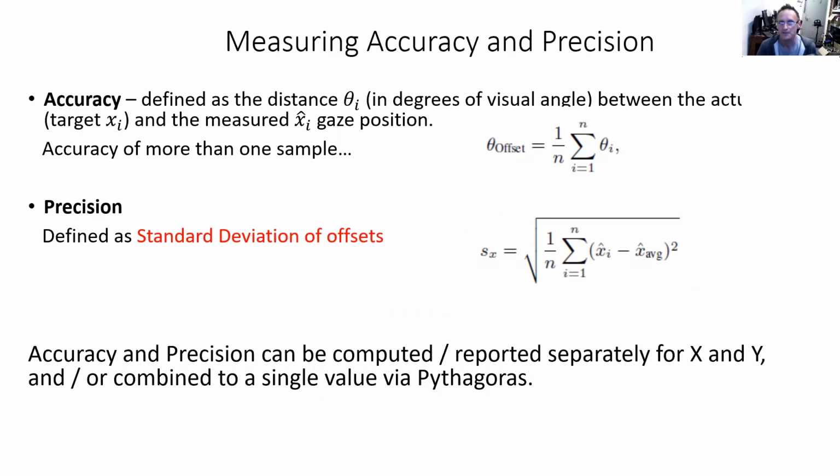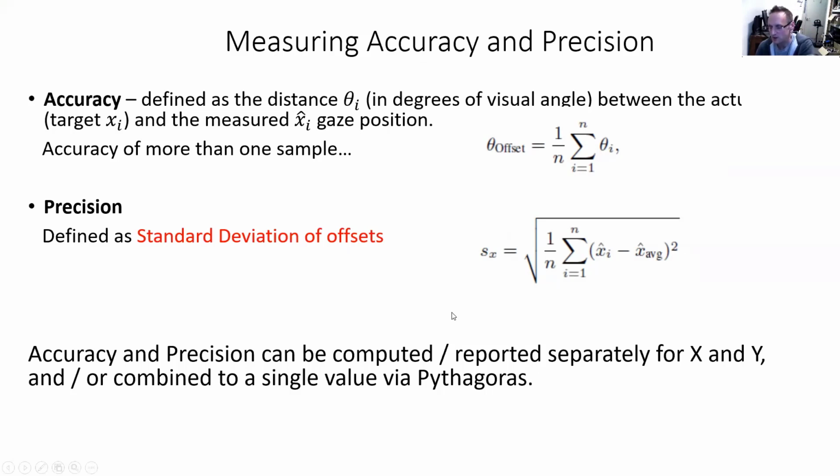But just to go over that again, you can define accuracy as the angle. Typically, we'll see accuracy reported in degrees of visual angle between the location of an actual target and the measured gaze position as somebody gazed at that target. And you sum that over samples. Same for the standard deviation.